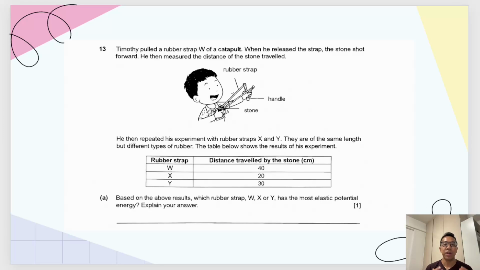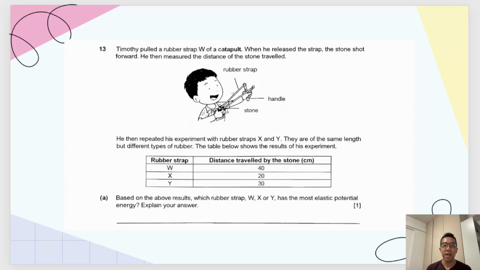Next, we move on to question number 13. A student named Timothy here is carrying out an experiment with different rubber straps. The rubber straps is attached to a catapult which he used to launch a stone. As you can see, the table here listed shows the distance the stone traveled for each rubber strap.